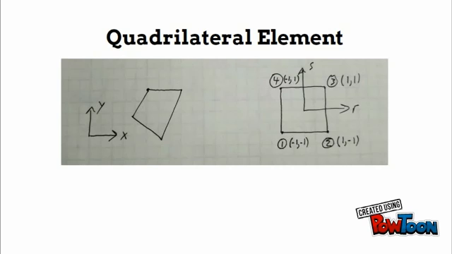We will be using 4 node quadrilateral elements. These elements can be randomly shaped and sized. To make the calculations easier, each one is converted into local coordinates r and s, where the element is a square. All elements are defined within our domain only at the nodes.